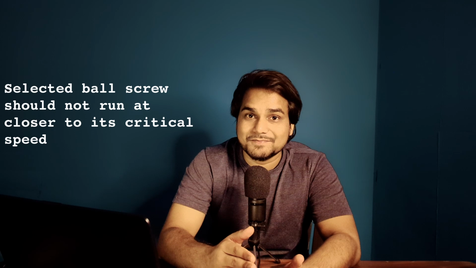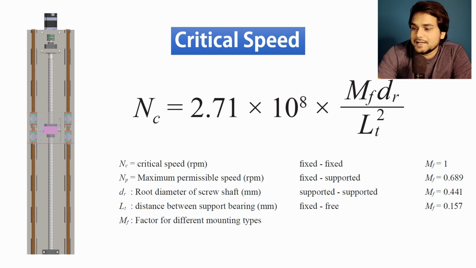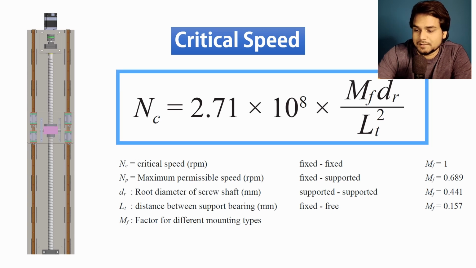So we must know the first natural frequency of the selected ball screw with the selected bearing arrangement. And our selected ball screw should not run close to the critical speed. Otherwise resonance can occur. But if you are a fresher or a student and you don't know what resonance is, what natural frequency is, what mode shapes are, I will leave some YouTube video links in the description. And to find the natural frequency of the ball screw, we can use this formula.